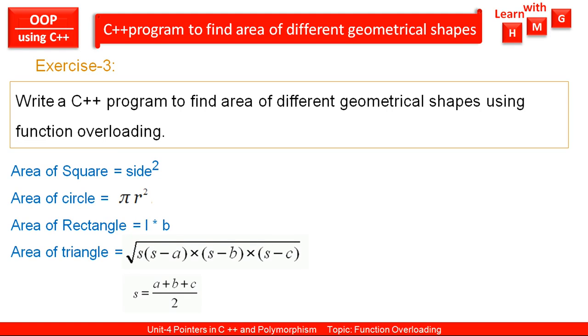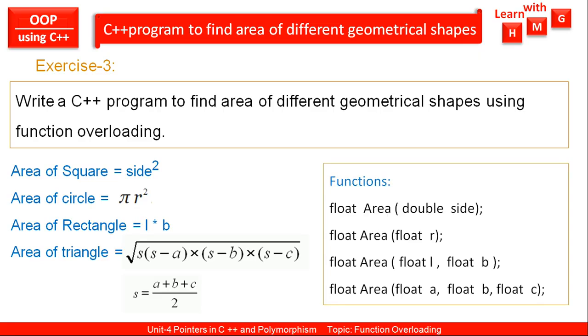So this is the formula, square root of s into s minus a into s minus b into s minus c, where s is a plus b plus c divided by 2, that is the semi-perimeter. So to implement this formula, four functions will be required.